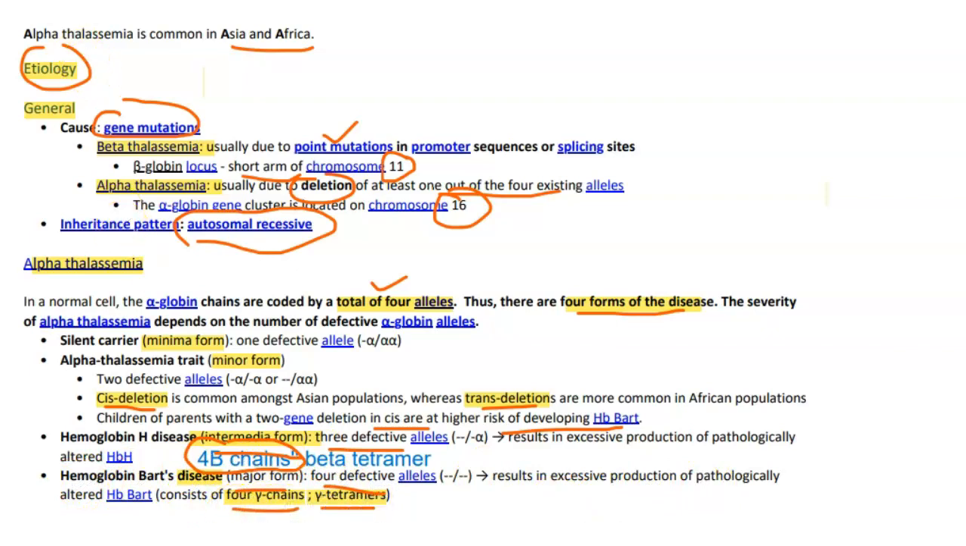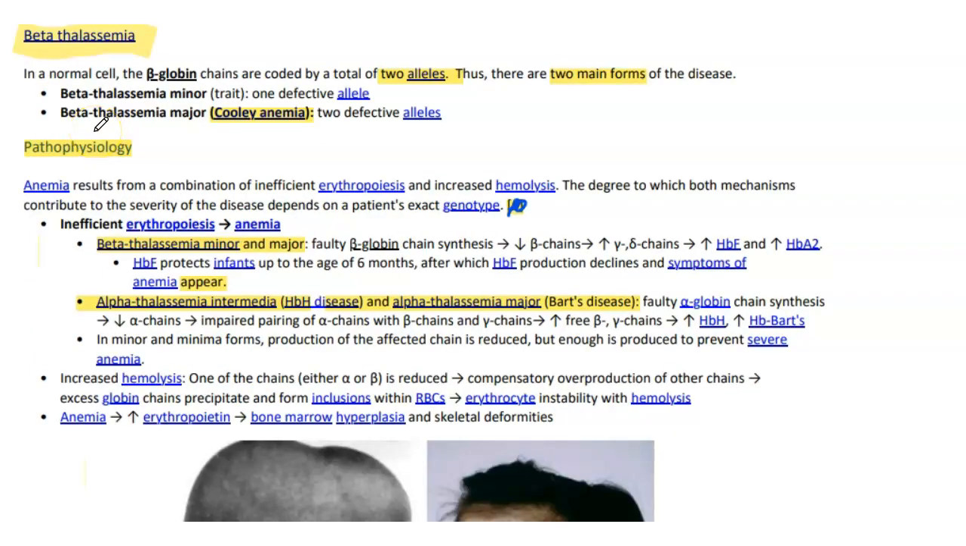In beta thalassemia, the beta globin chains are coded by a total of two alleles, one gene. So there are mainly two forms of the disease. One is beta thalassemia minor or beta thalassemia trait, having one defective allele, while the other is beta thalassemia major, also known as Cooley's anemia, having two defective alleles.